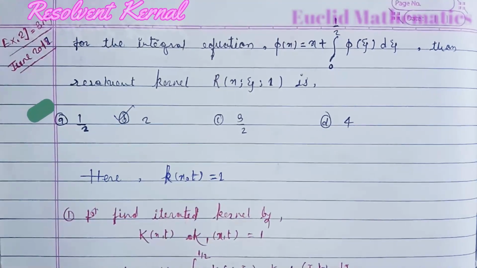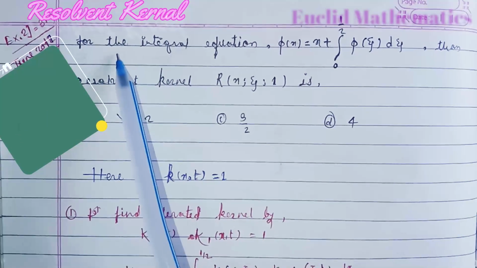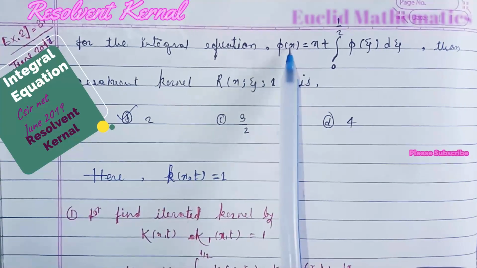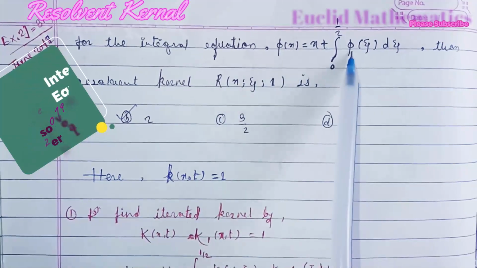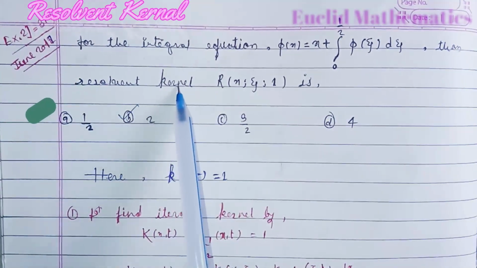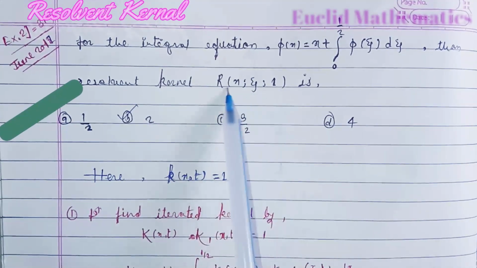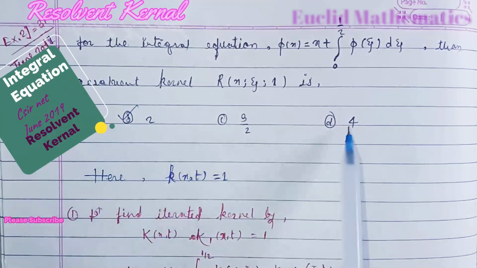Here is the first question, to find a resolvent kernel. Let's read the question. The integral equation is given as phi of x equals x plus the integral from 0 to 1 by 2 of phi of zeta d zeta. Then we have to find the resolvent kernel R of x, zeta, 1, and check which of the four options is the resolvent kernel.